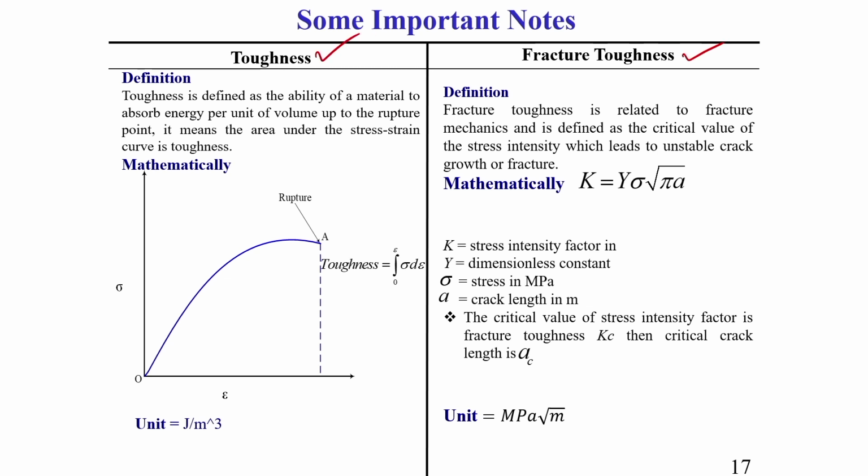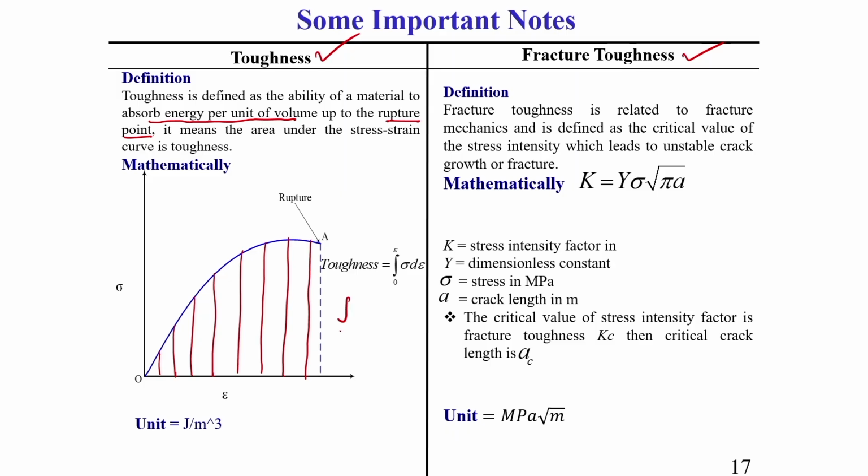So, what is toughness? Toughness is generally defined as the ability of a material to absorb energy. It is the energy absorbed per unit volume up to the rupture point. This is defined as the toughness of a material. You can calculate it as the area under the stress versus strain curve. So, generally toughness is the area under the stress strain curve. You can find it by integrating sigma d epsilon from 0 to epsilon.